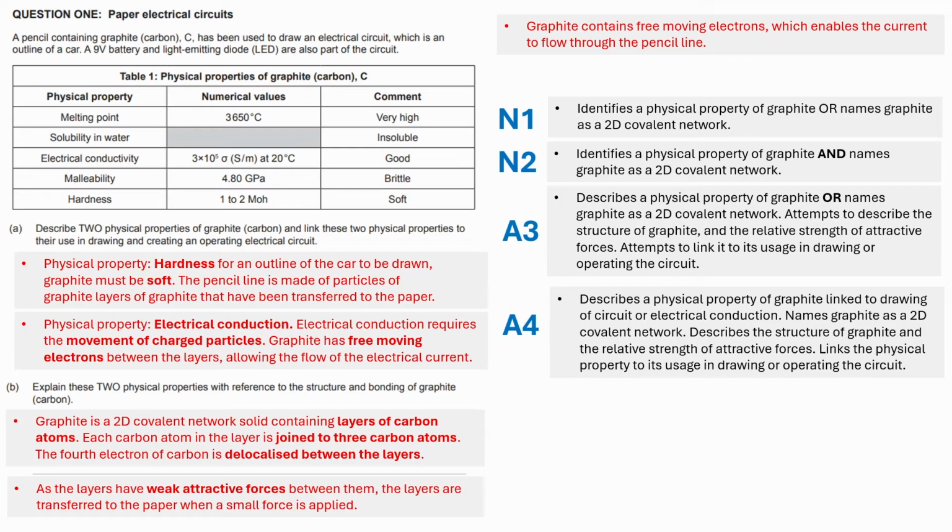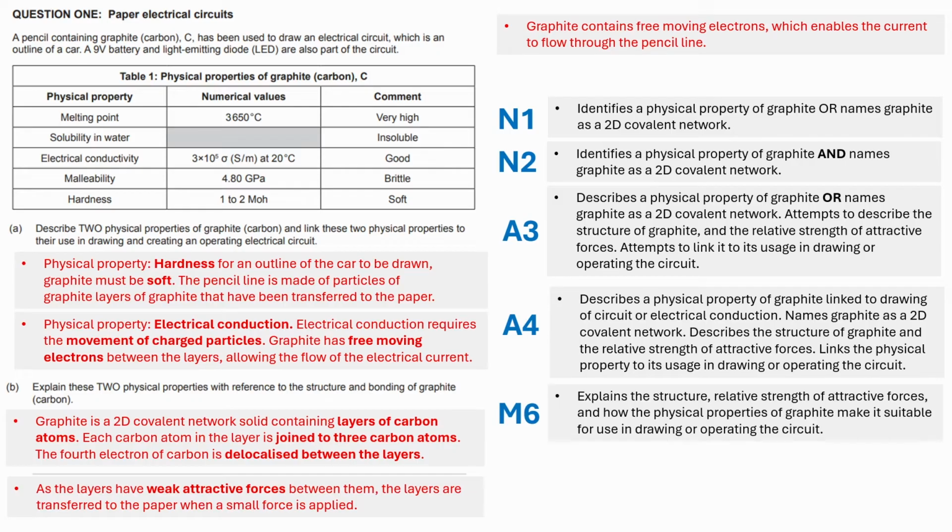If you wanted to get an A4, you're describing the property of graphite, linking to the drawing of the electrical conduction. Names graphite as a 2-dimensional layer. Yep. Describes the structure of graphite and the relative strength of the attractive forces. Links to physical property usage to drawing and the operating circuit. Okay, so basically, if we want an A4, we are describing the structure of graphite and the relative strength of its attractive forces. So we're actually going to unpack both of the attractive forces to get the A4.